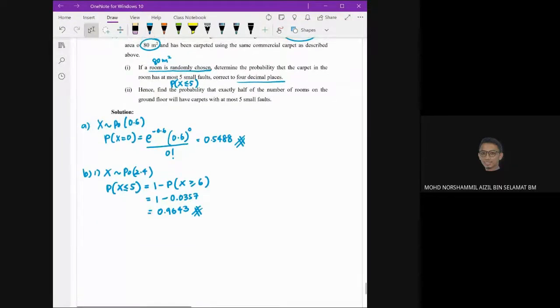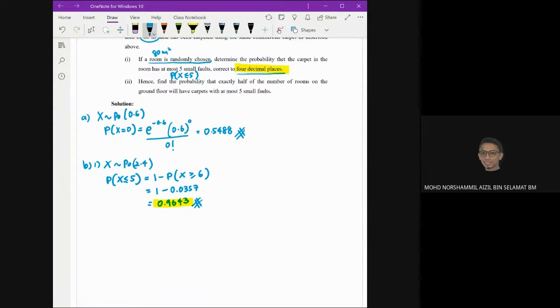Make sure 4 decimal places. Jangan salah. Bukan nak padam. 4 decimal places. Jangan salah. Mesti 4 decimal places. Tolong perhati jawapan tu betul. Hence.